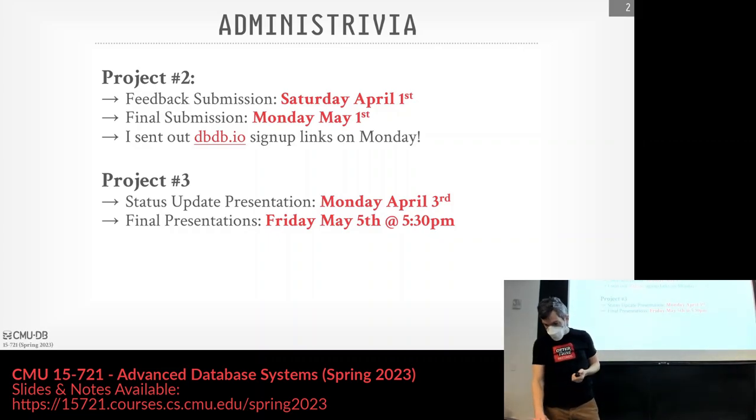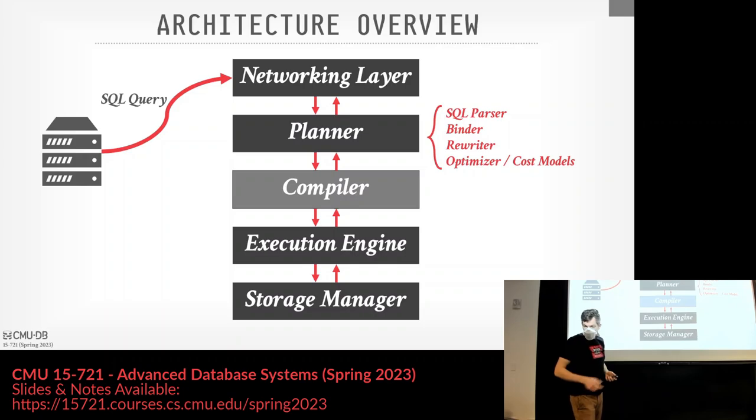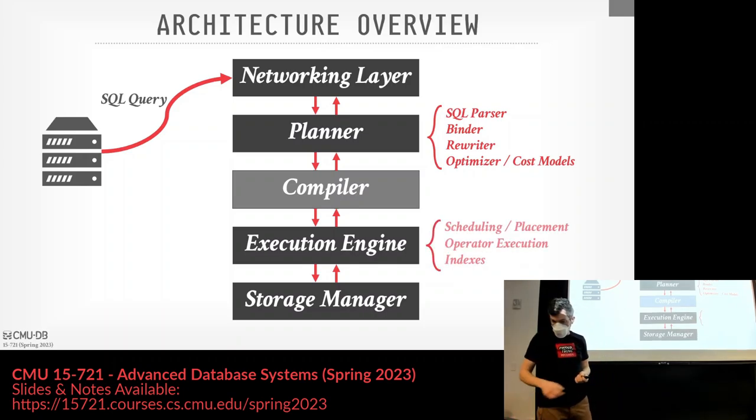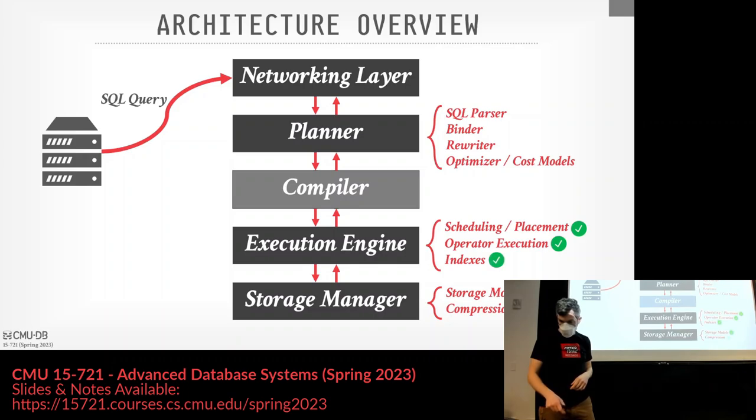Okay. All right. So here's where we're at in the semester. This is a high-level overview of the system we've been conceptually building, but we've been sort of starting at the bottom and going to the top. And you know the topics we have covered, time. The planner stuff we're talking about next week, the execution engine stuff, we've discussed all this, and the storage layer, we discussed this as well. Check boxes, there we go, right?